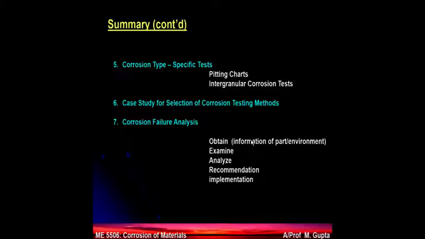Then you have to see how we select the testing method depending on your material and the working conditions, and how to simply do the corrosion failure analysis. So that is all for this module.